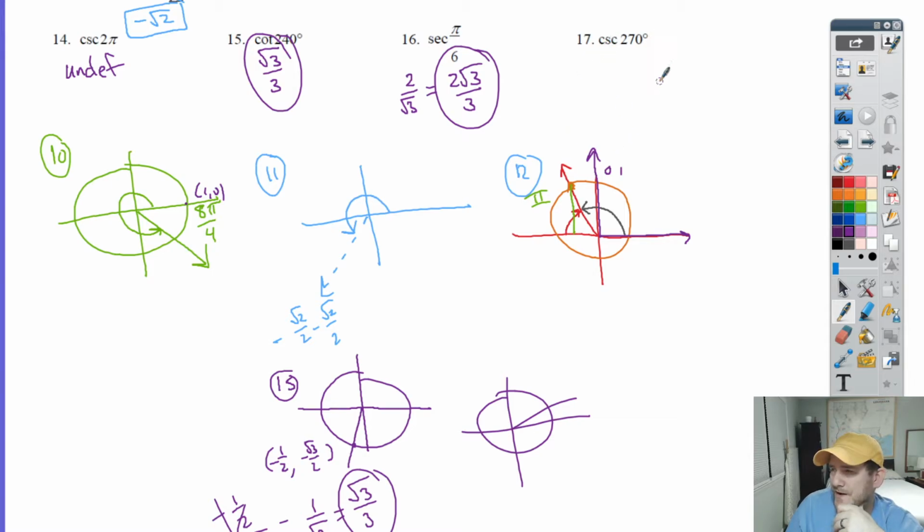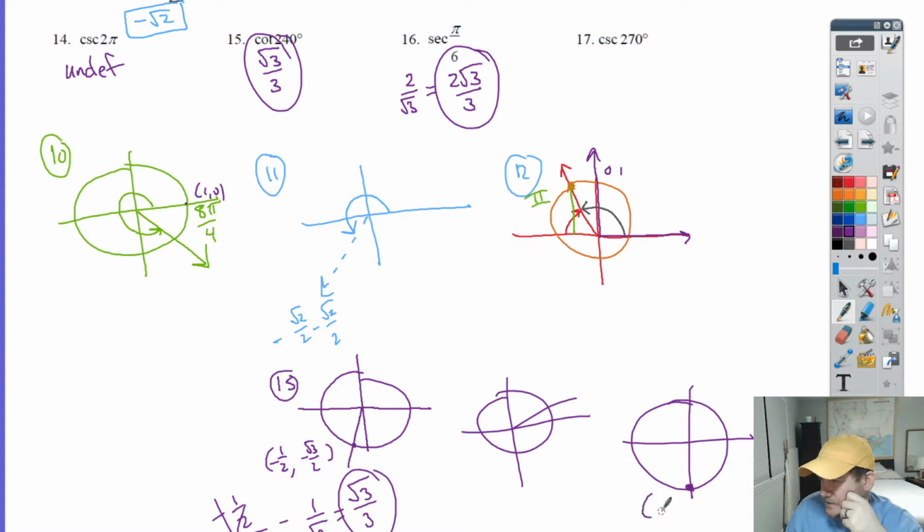All right, 270. 270 puts you on the y-axis down here, negative y. So 0, negative 1. Cosecant goes with sine. Sine goes with y. So the reciprocal of negative 1 is negative 1.